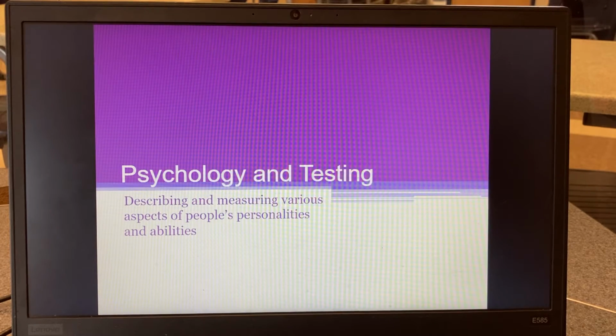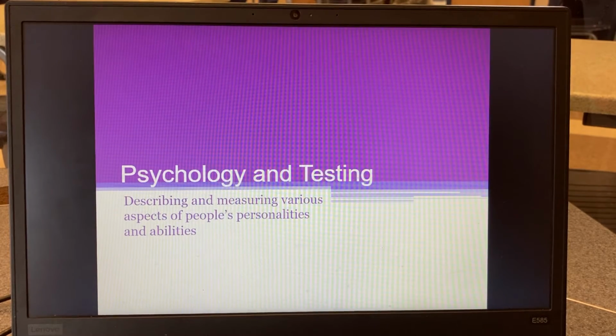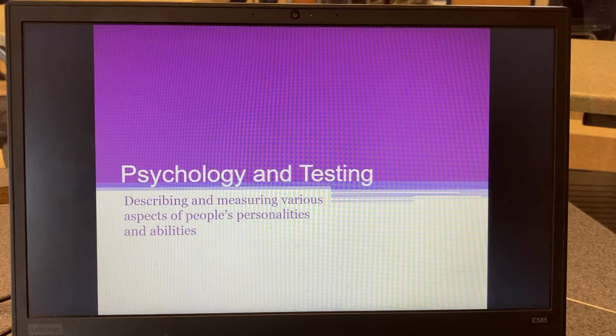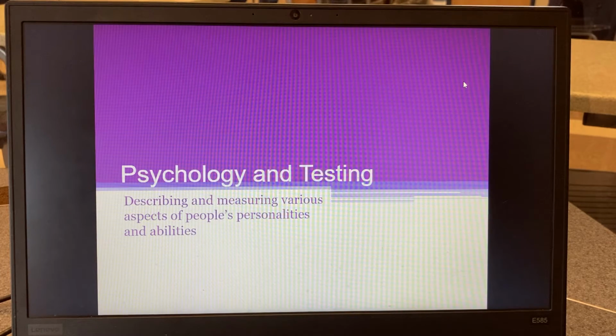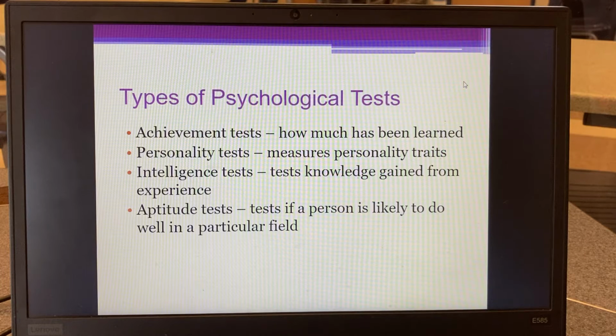So how do we figure out what type of personality you have and what abilities you have? We're going to look at psychological tests. There's a couple different ones. You've taken a few of these. You've got your achievement tests, that's at the end of a unit or maybe at the end of a course. The SOL would be under this one. How much have you learned?